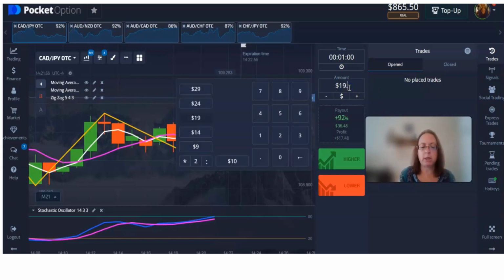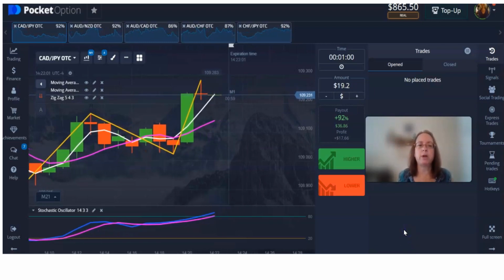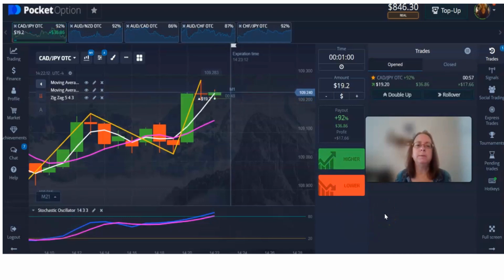So I'm going to change the amount to 1920, because that was the total amount that we won on that last trade. And because it looks like this is going to continue up, I am going to go ahead and do an up trade right here. And we will see what happens with this one. It looks like it's going to continue up.